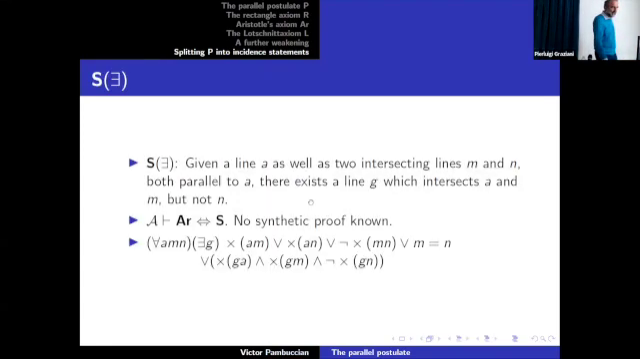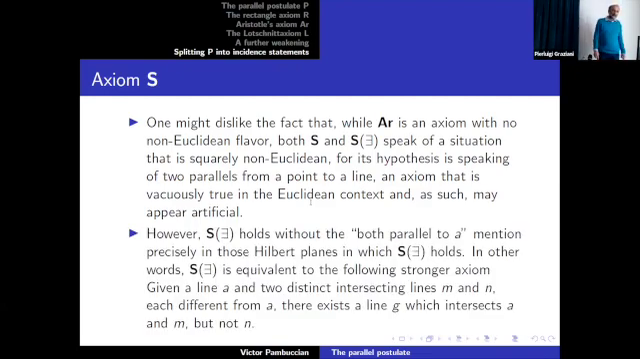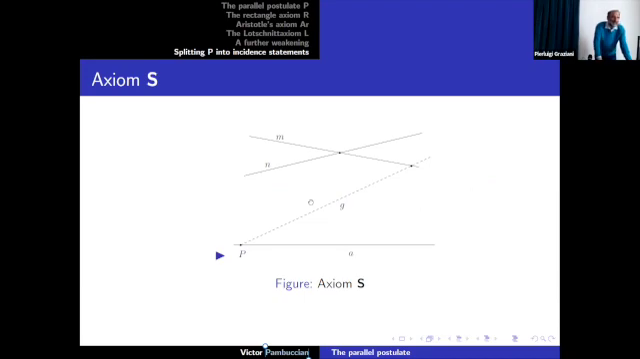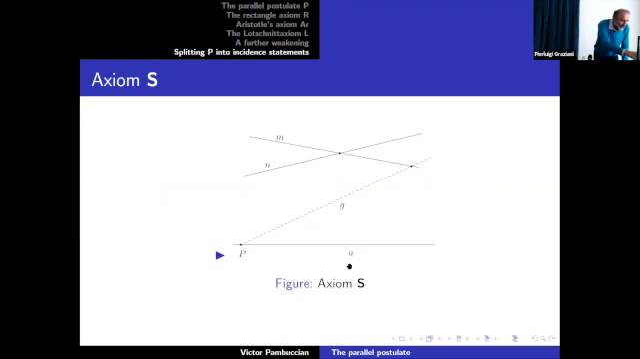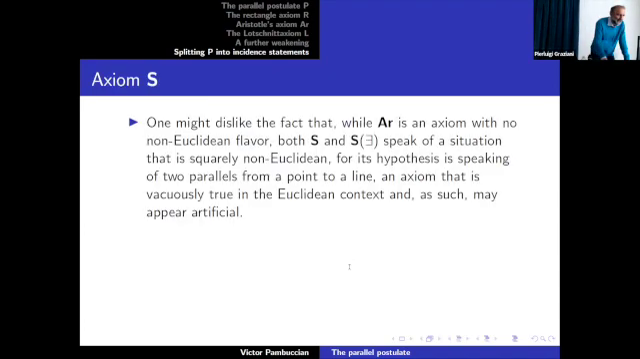Well, that criticism can be resolved, because S exists holds without both being parallel to A. So you can go to this and say: given A, M and N that intersect, no other thing mentioned, which is perfectly valid everywhere you want. Anywhere you want, you have two lines like this. Then there exists a G that intersects A and intersects M, but not N. And that version is not at all specifically hyperbolic. It's as nice as you want.